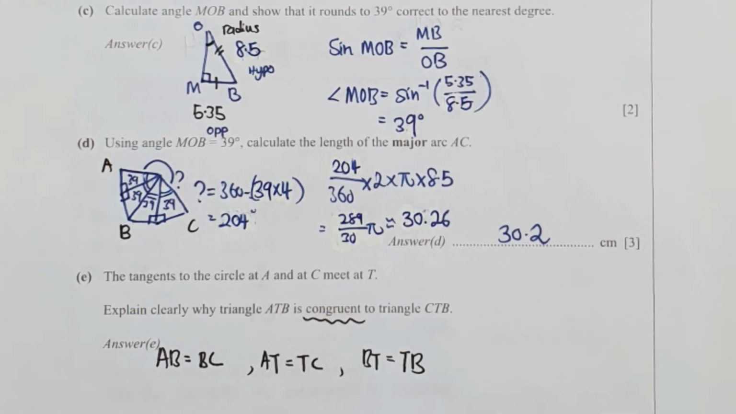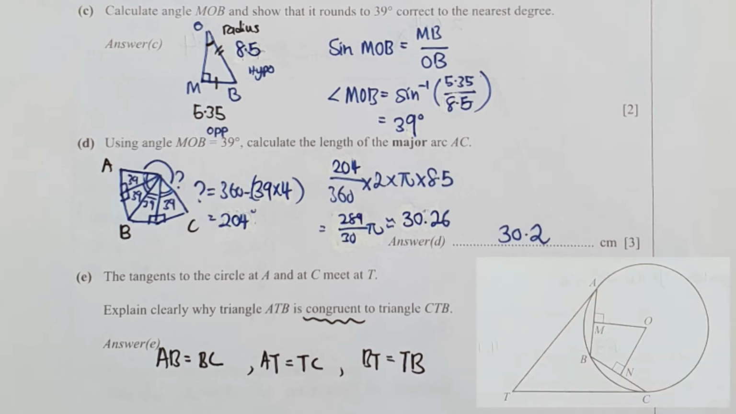For section C, I focus on one particular triangle there, which is OMB. So the radius is 8.5 and the MB distance is 5.35. So you will have an opposite and hypotenuse. I will be using sine of MOB, and to identify the MOB value, I use sine inverse of (5.35 over 8.5). So your final result is 39 degrees.